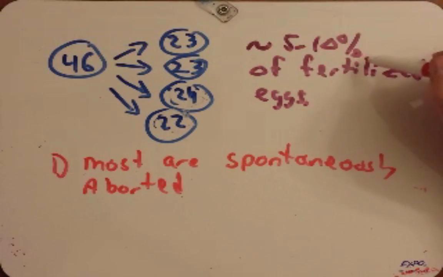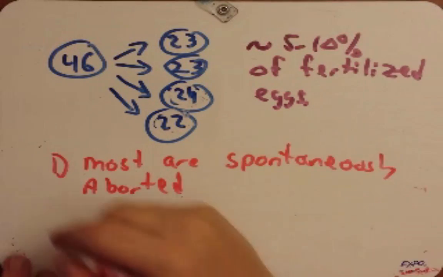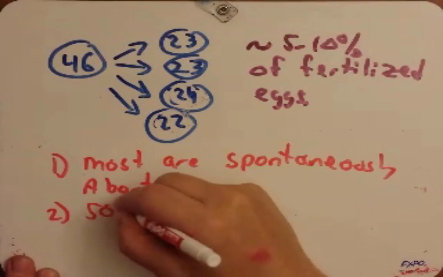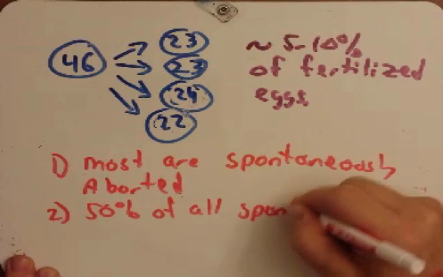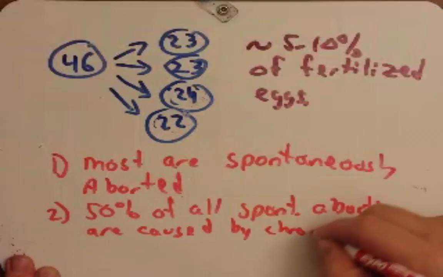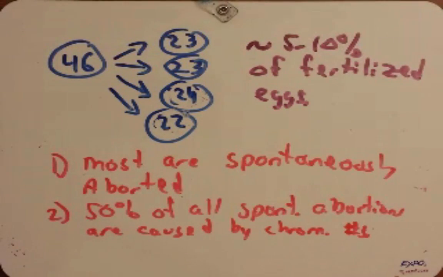Even though about 5 to 10% of the fertilized eggs result in a spontaneous abortion, we do know that, this is a pretty big number, 50% of all spontaneous abortions are caused by chromosome changes. So how do we know that these always occur? Well, we know that these occur. In fact, we know that they occur with most chromosomes. And we know this by looking at the tissues of aborted fetuses.